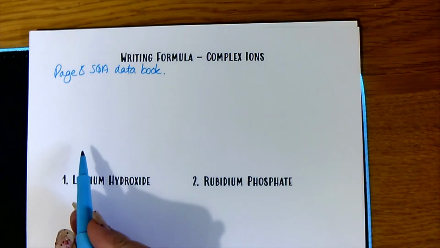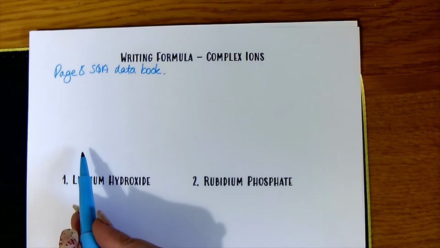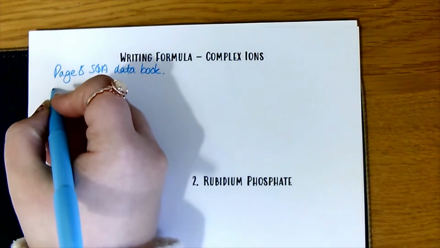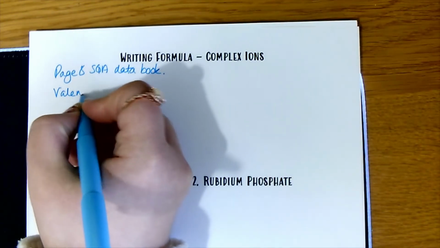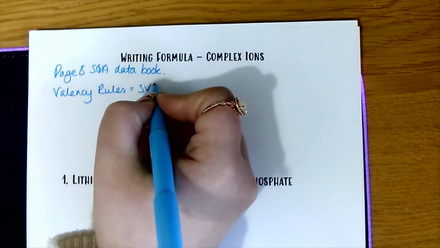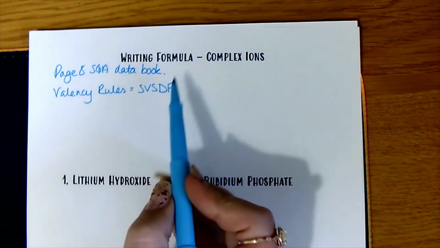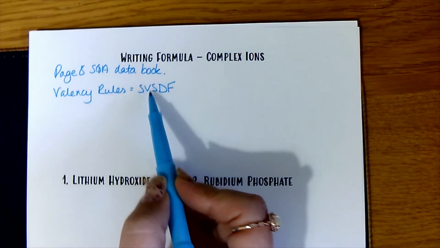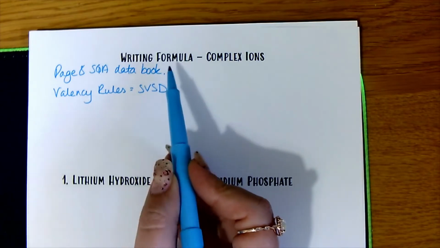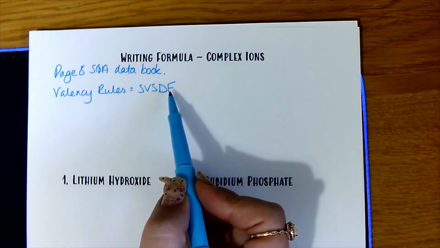When writing formula for compounds containing complex ions, we need to use the valency rules. Remember, the valency rules are: first you write the symbol, then the valency, then you swap your valencies, divide them if possible, in order to write your formula correctly.